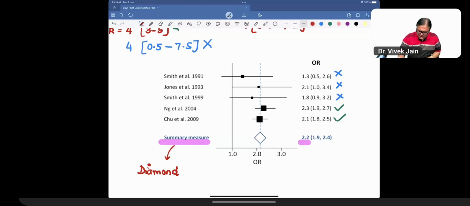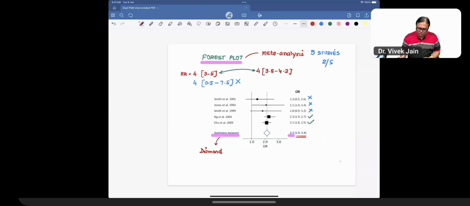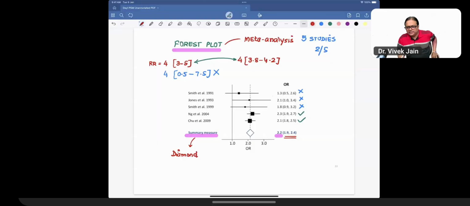Let's look at the confidence interval. Is it significant? 1.9 to 2.4. Yes, definitely it is significant because it is more than 1, right? So this is the interpretation. No one will ask you any calculation.